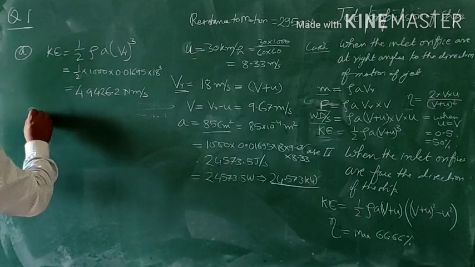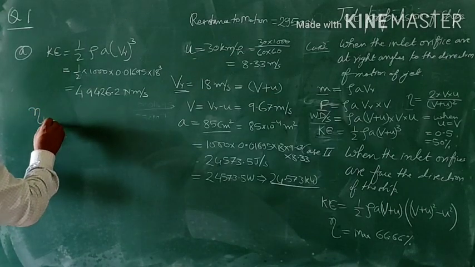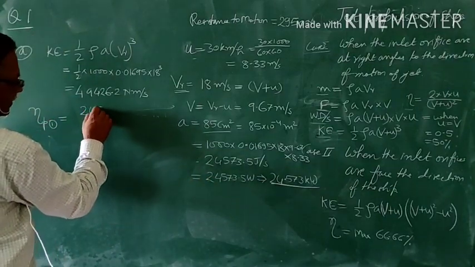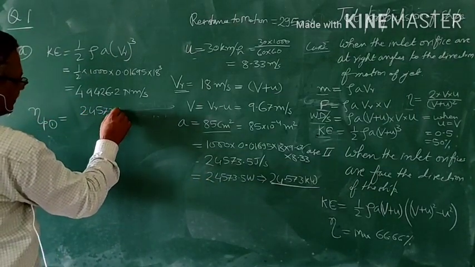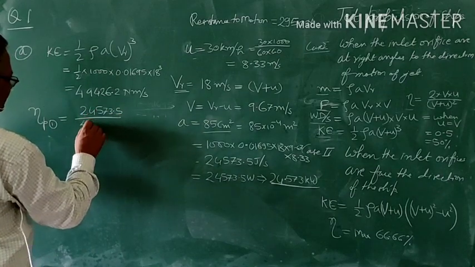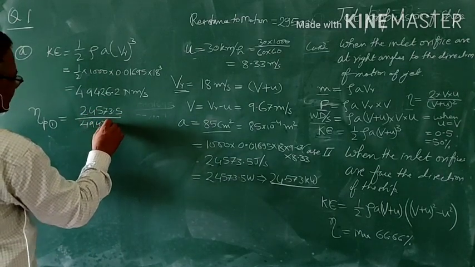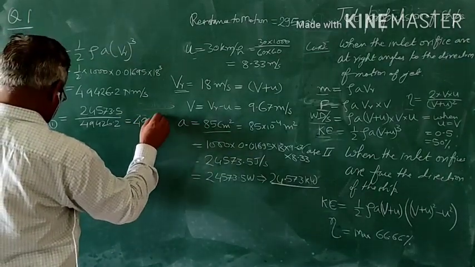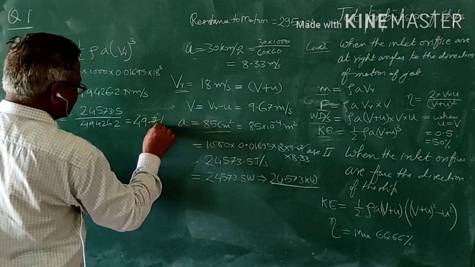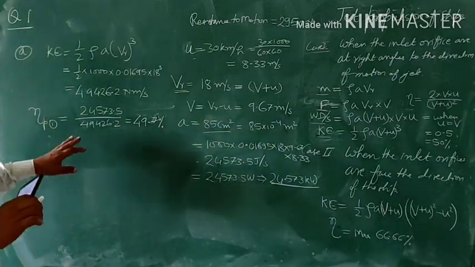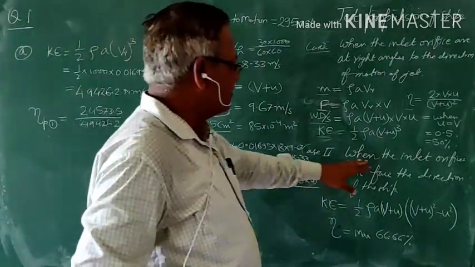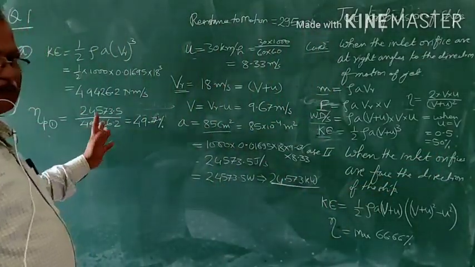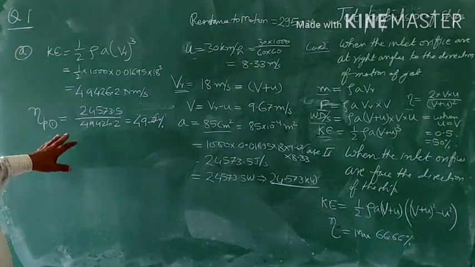Okay, so the efficiency in case 1 will be work done, that is 24573.5, divided by the kinetic energy supplied, 49426.2, which equals 49.7%. So you can see here the efficiency is coming out to be less than 50%. So it is okay, because in this case the maximum possible efficiency was 50% and here it is coming out to be 49.7.